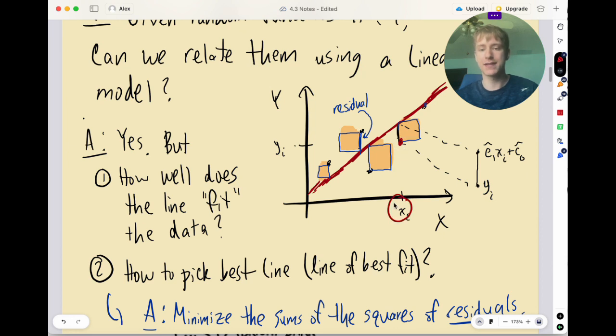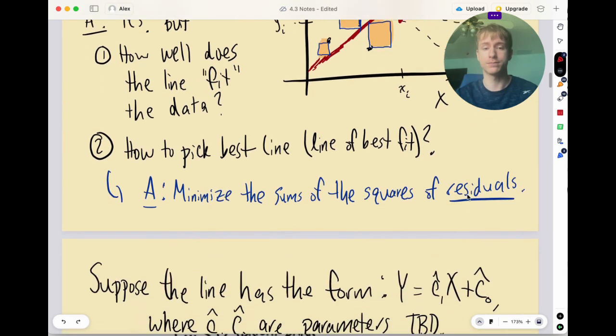So if this is x sub i, then the actual data point is going to be at y sub i. Okay, so we have that this point up here is c1 hat xi plus c0 hat, and this point is just yi. And since we're going to be squaring things, it really doesn't matter what order these are in, so I'm going to choose to put the y sub i first.